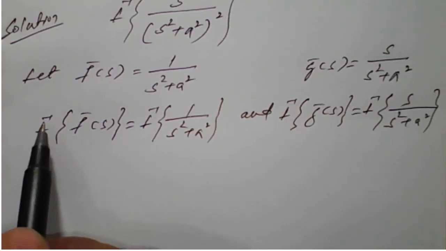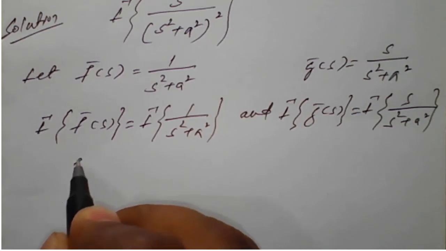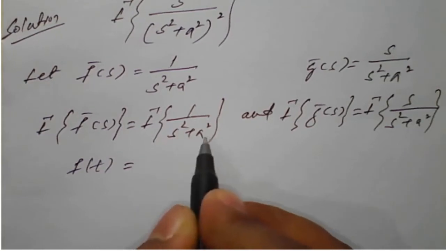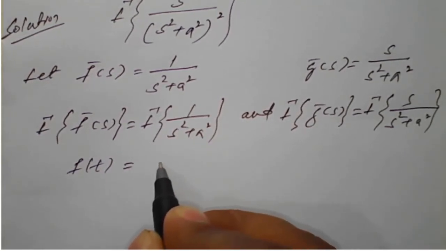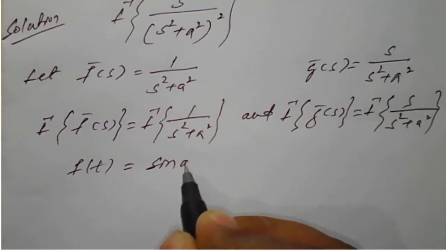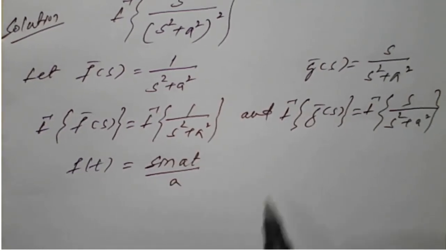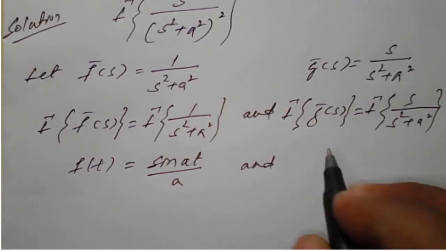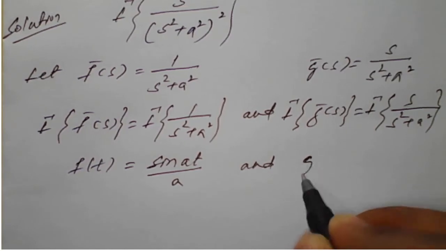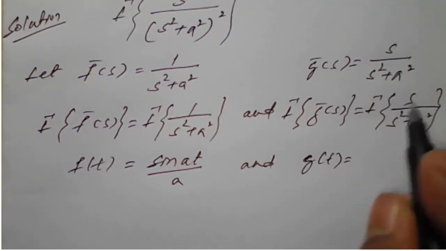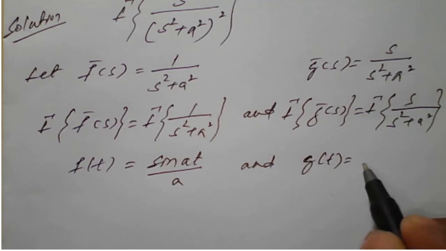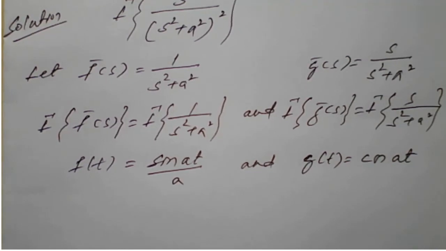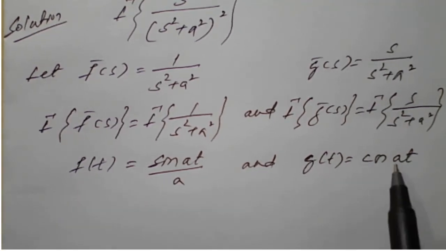Now the inverse Laplace of f dash of s is nothing but f of t, and the inverse Laplace of 1 upon s square plus a square is sine of at divided by a. Another function, inverse Laplace of g dash of s, is g of t, and the inverse Laplace of s upon s square plus a square is cos of at. So we got f of t and then g of t.